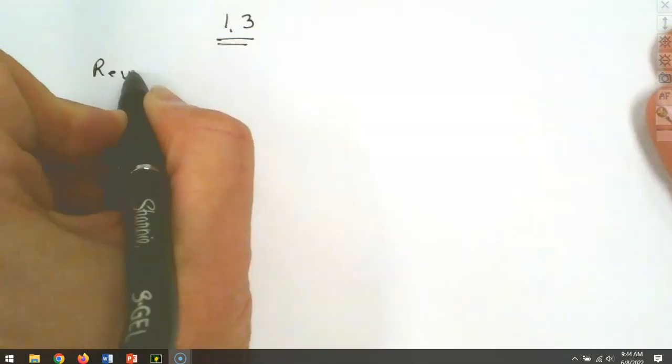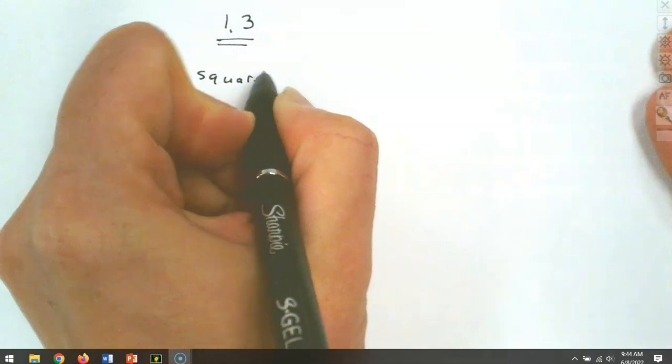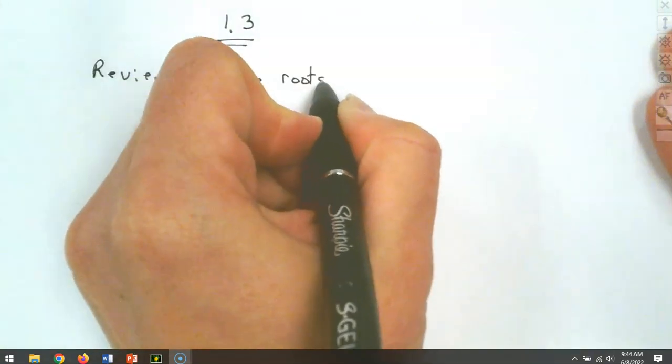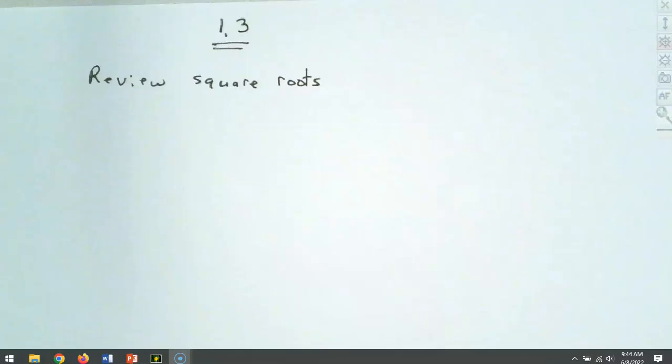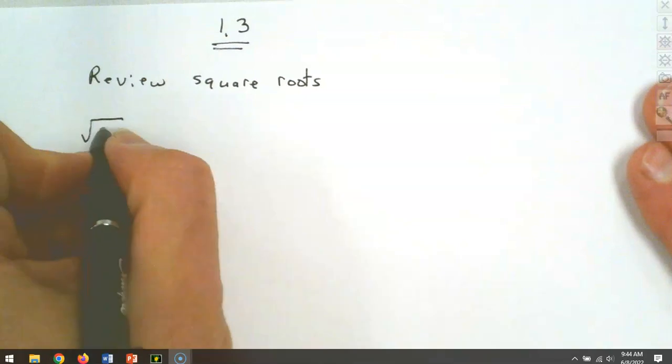And in 1-3, the first part of 1-3, we're going to review a little bit about square roots and how square roots work. So we're going to review square roots. Now, how do square roots work? Well, an easy one to look at is the square root of 16.